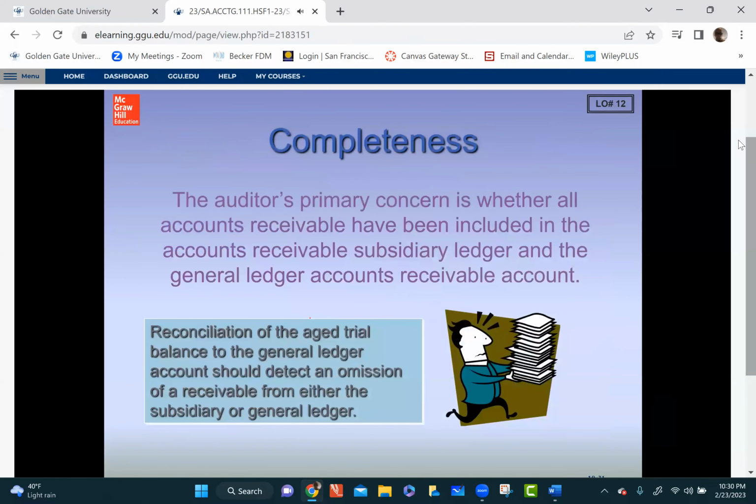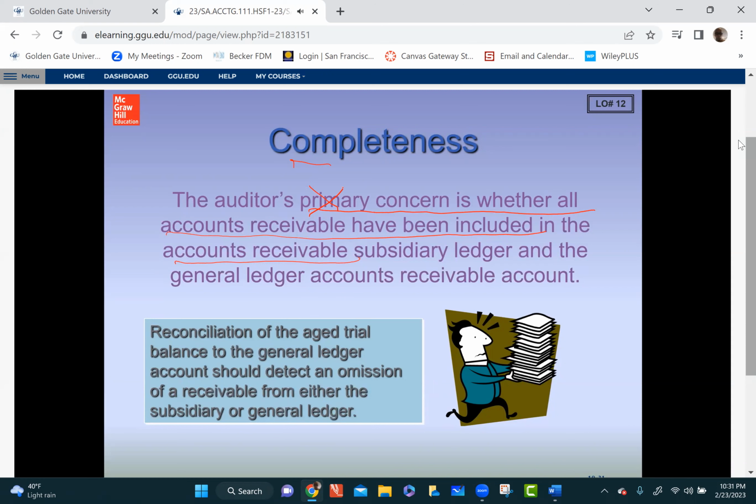Okay. Now, this slide, they say the auditor's primary concern is whether all accounts receivable have been included in the accounts receivable balance, and they're saying completeness. I don't know. I'm not going to put a label on the auditor's primary concern, and this bothers me a little bit because they're sitting here and they're saying, well, your primary concern is completeness.